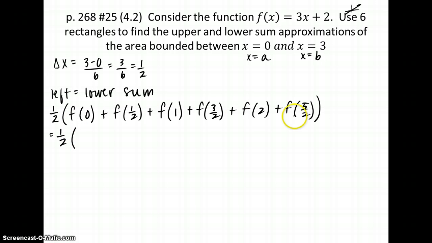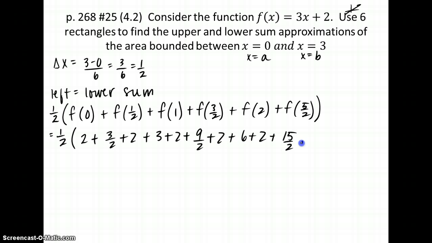So where do the function values come from? Plugging back into the original. So f of 0 gives me 2, f of a half, 3 halves plus 2, 3 plus 2, 9 halves plus 2, 6 plus 2, and then 15 halves plus 2. I promise you, the answer will come out to 17 1/4. You can verify the answer. Again, because the function is increasing, the right endpoint will represent the upper sum.